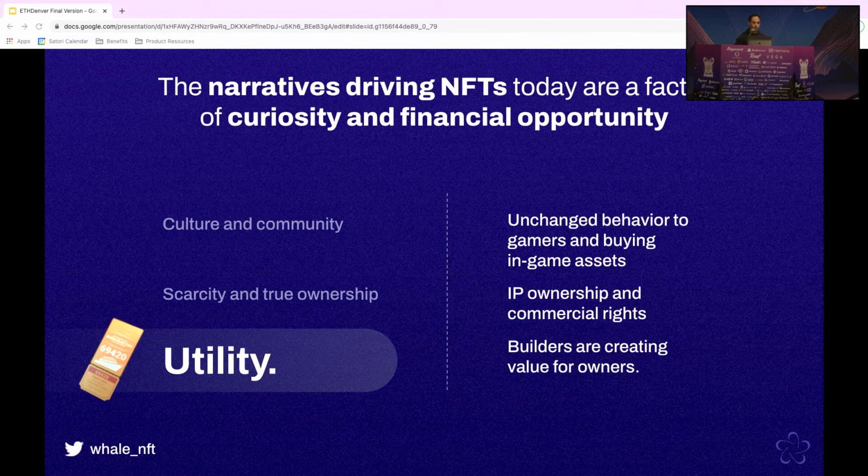And project builders understand that the more utility they bring to their owners or their community, their incentives are directly aligned to what is possible for what that project can be.